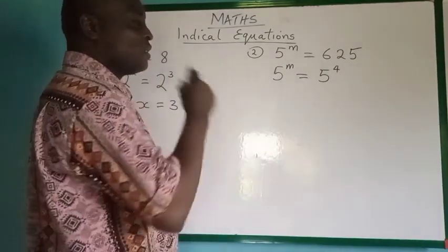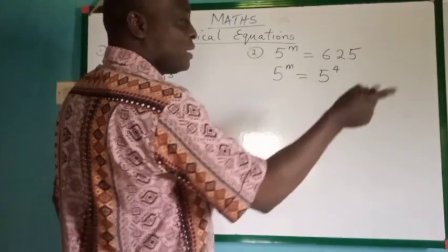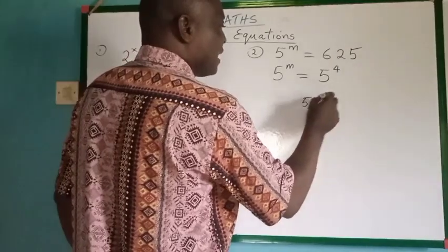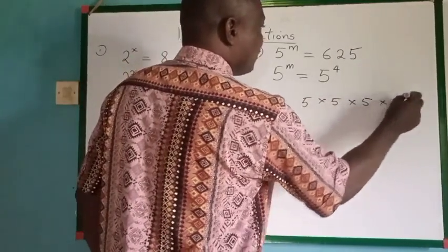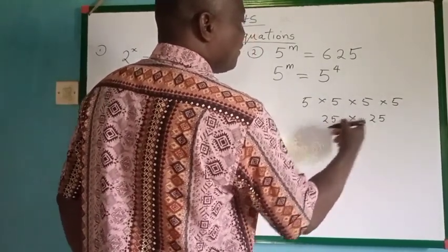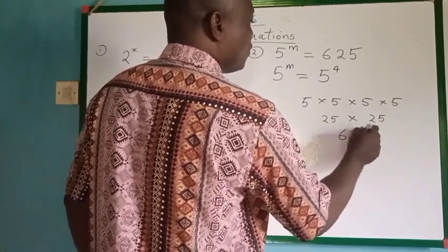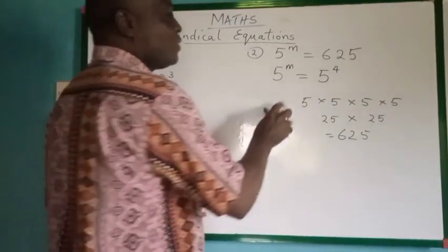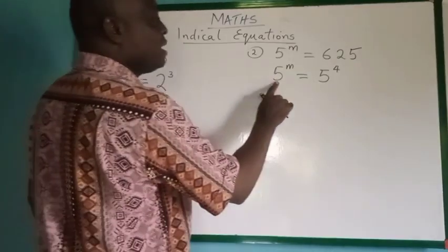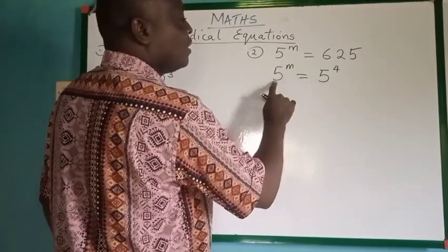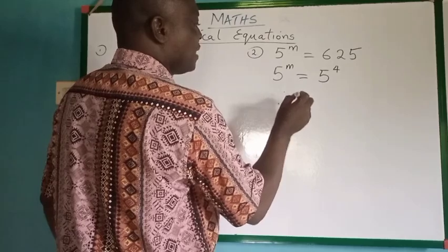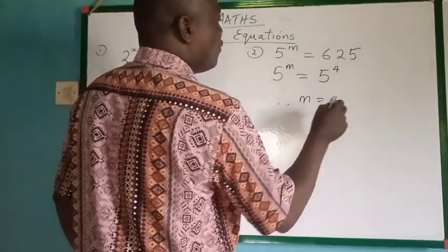How is this true? If you multiply 5 into 4 places, you are going to get 625. If you multiply 5 times 5 times 5 times 5, this and this will give us 25, and this and this will give us 25. 25 times 25 is equal to 625. So if that one is okay, then we can as well say, just like we said in the first example, that if the base numbers, the foundation numbers are equal, it means that the indices or the powers are also equal. So we can say therefore m is equal to 4.